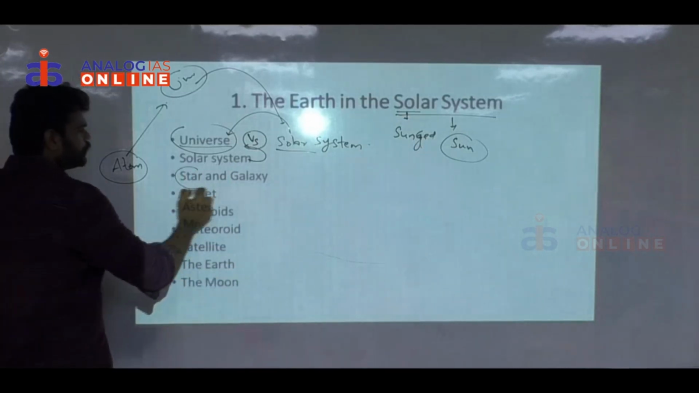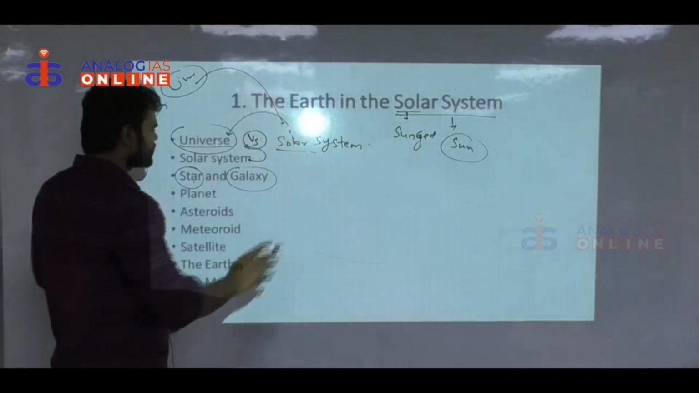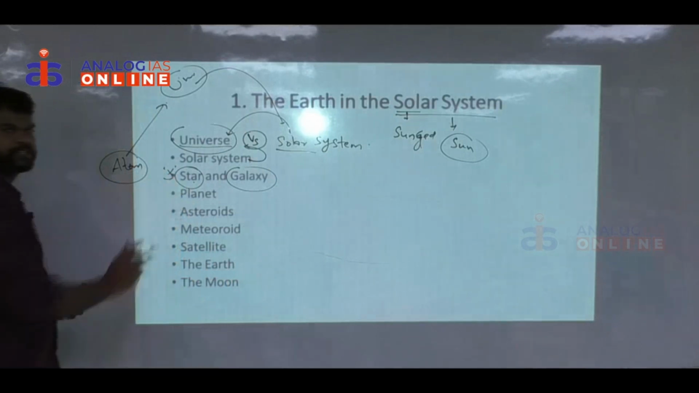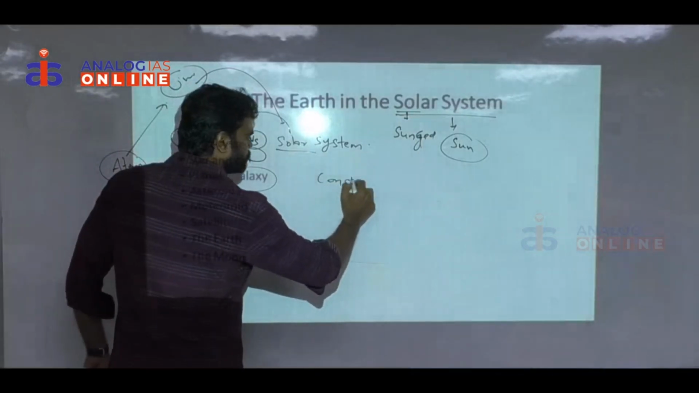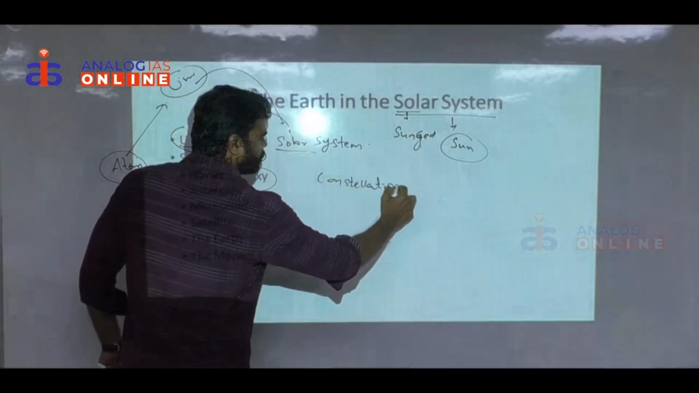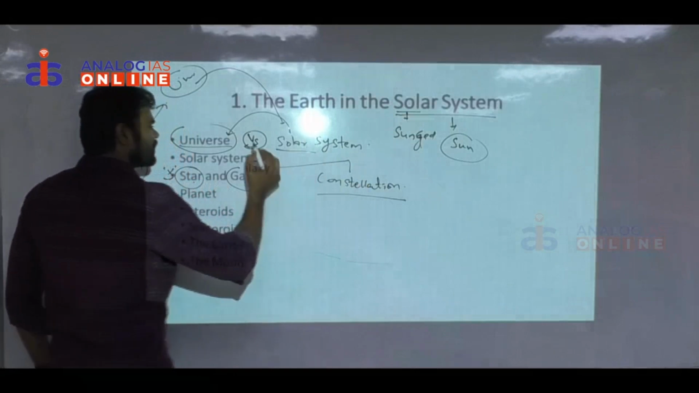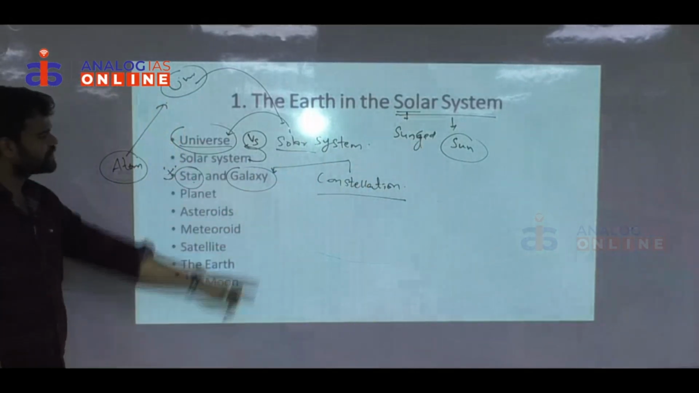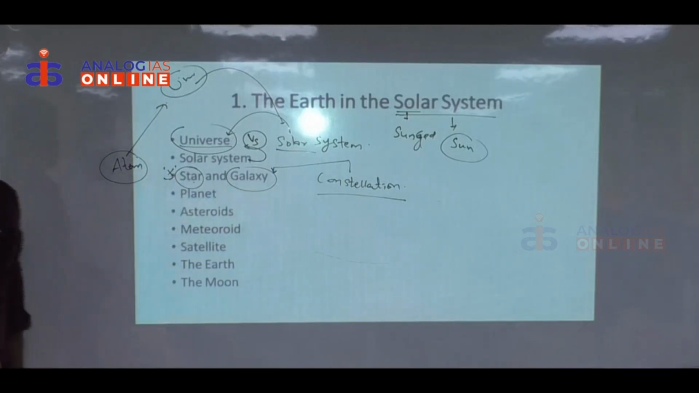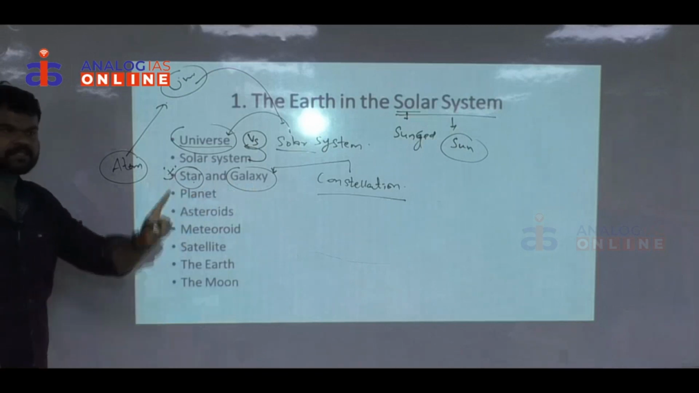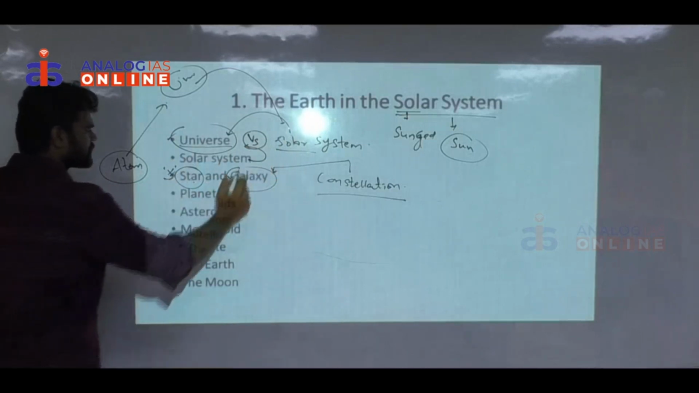Apart from this, you have another two terms called star and galaxy. Remember one thing, when you look at the sky, you cannot expect the individual stars in the sky. Generally, stars do occur in constellations or groups. Constellation is nothing but a group of stars. This group of stars is called a galaxy. So can I say that universe is comprised of numerous galaxies? And each galaxy can comprise millions of stars. So you cannot find individual stars in the sky. Clear? First universe, next solar system, next star, and next galaxy.